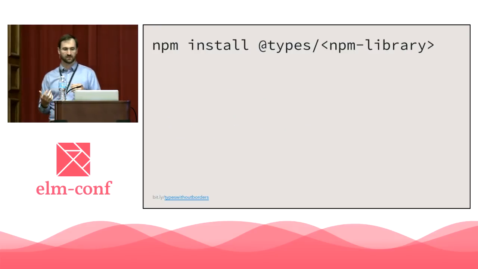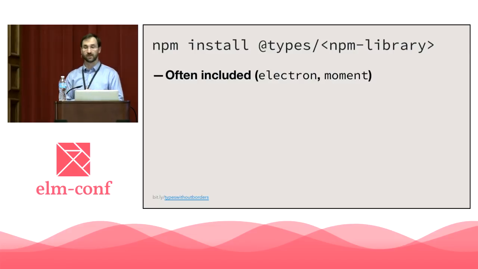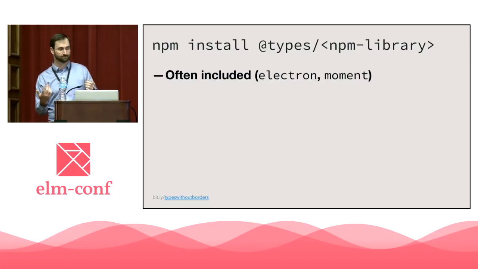It also has this cool feature where you can just do npm install @types/your npm library, and for a lot of different libraries, it'll just download some type declarations that describe the API that you're using. So you get auto-completion and type safety for this npm library, which is pretty cool. A lot of npm libraries ship with this, including Electron.js and Moment.